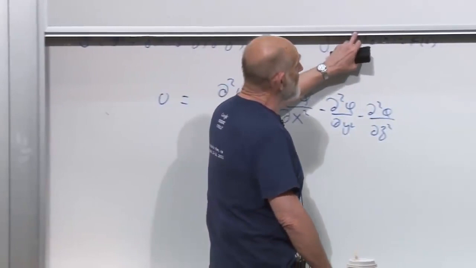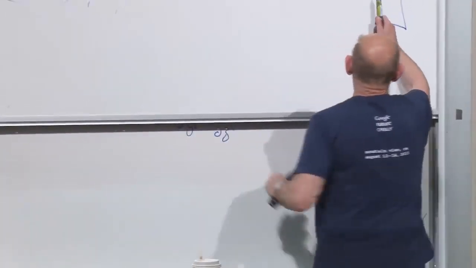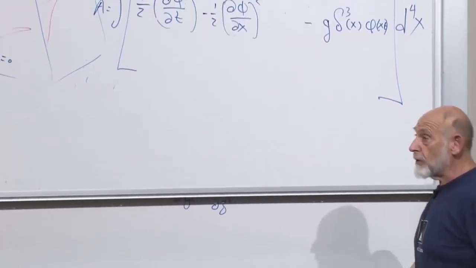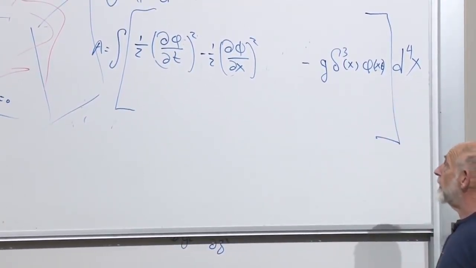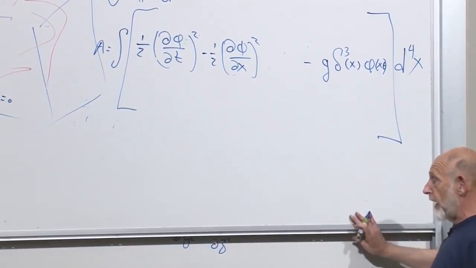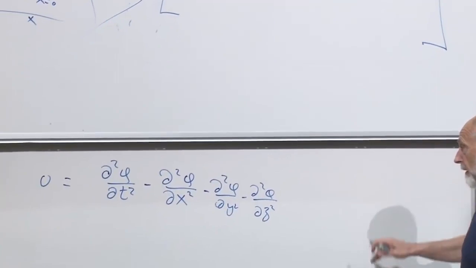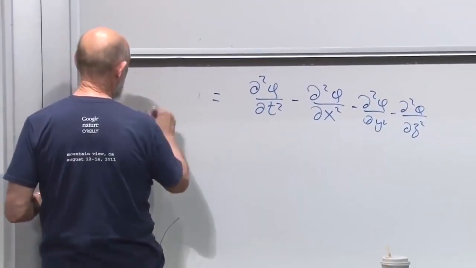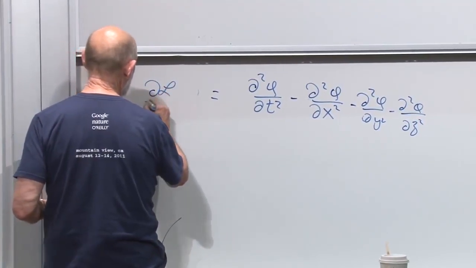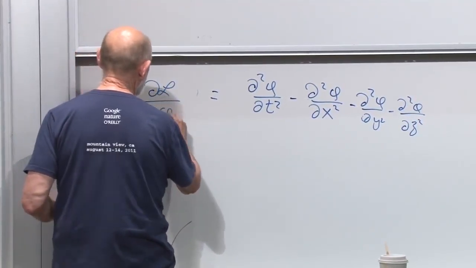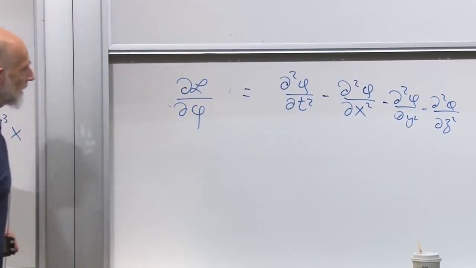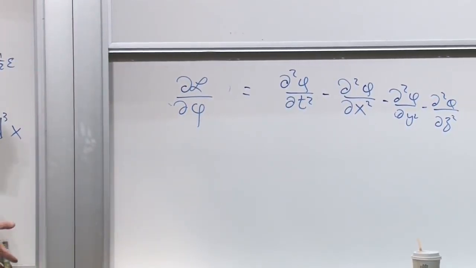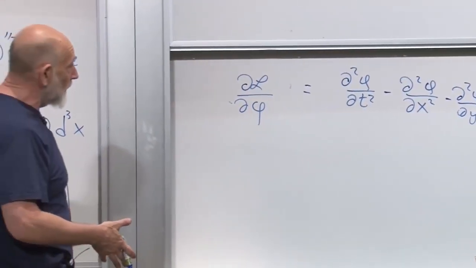But now we have more phi dependence here. The Lagrangian depends on phi in another way. What happens if we differentiate the Lagrangian with respect to phi? Remember, what we're supposed to put here on the right-hand side is not 0. We're supposed to put the derivative of the Lagrangian with respect to phi. That's the other side of the Euler-Lagrange equations.